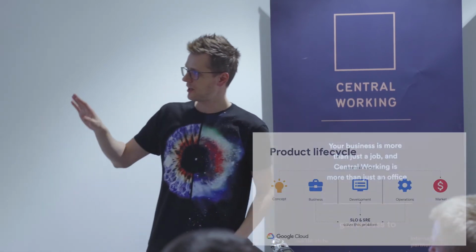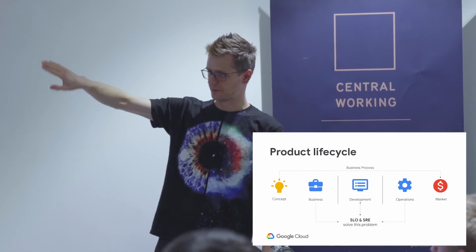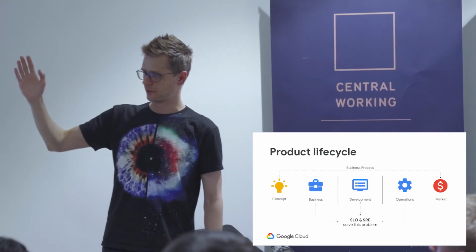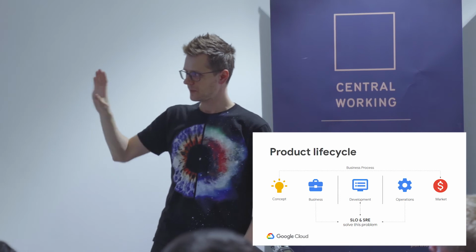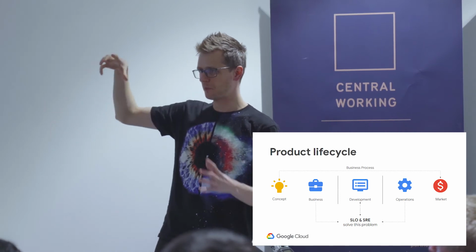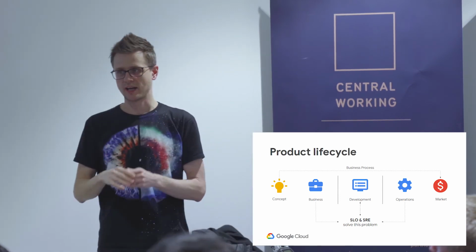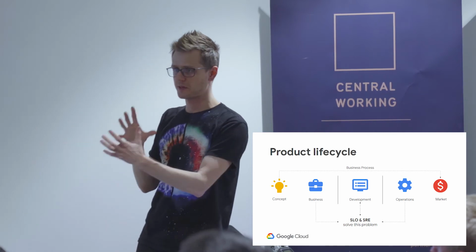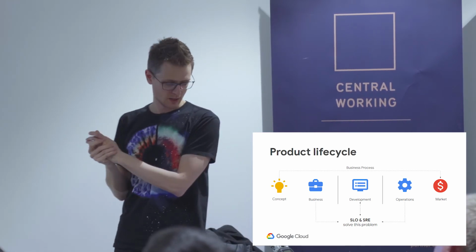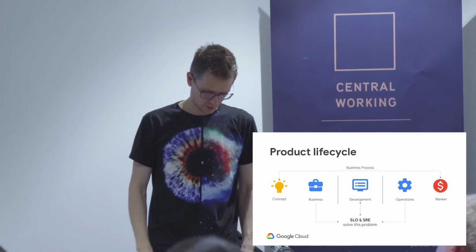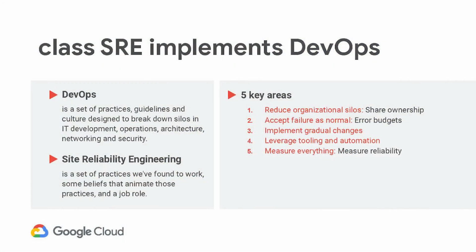So as Agile focused on the wall between business and development, DevOps is kind of focusing on this wall between development and operations. We think that SLOs bring all three groups together because they have the same incentives, they have the same expectations about the reliability of the system. So it's on these 5 key areas of DevOps.